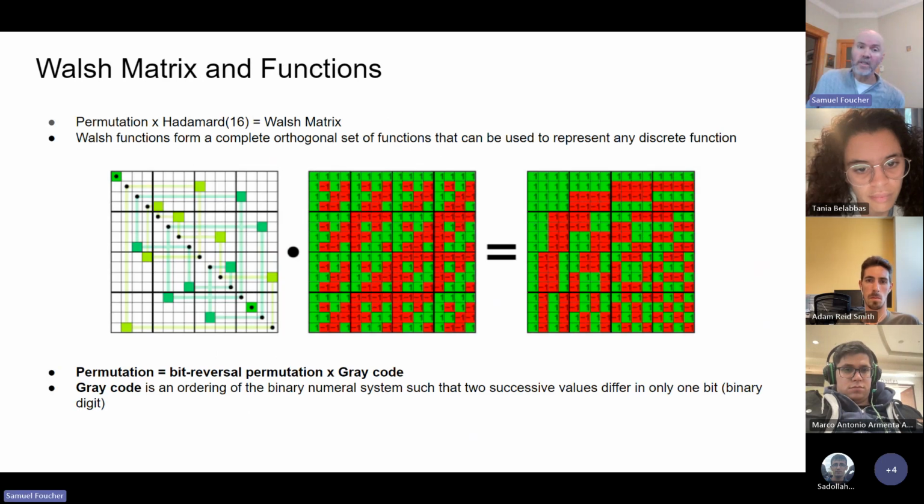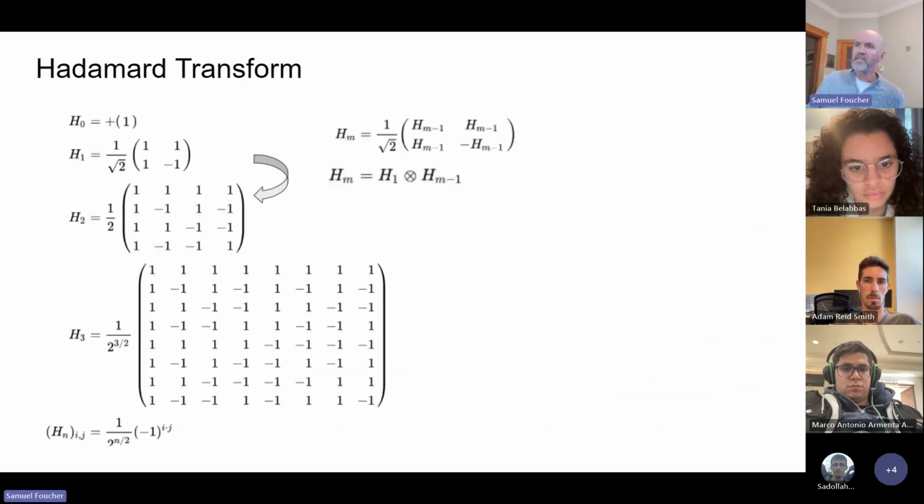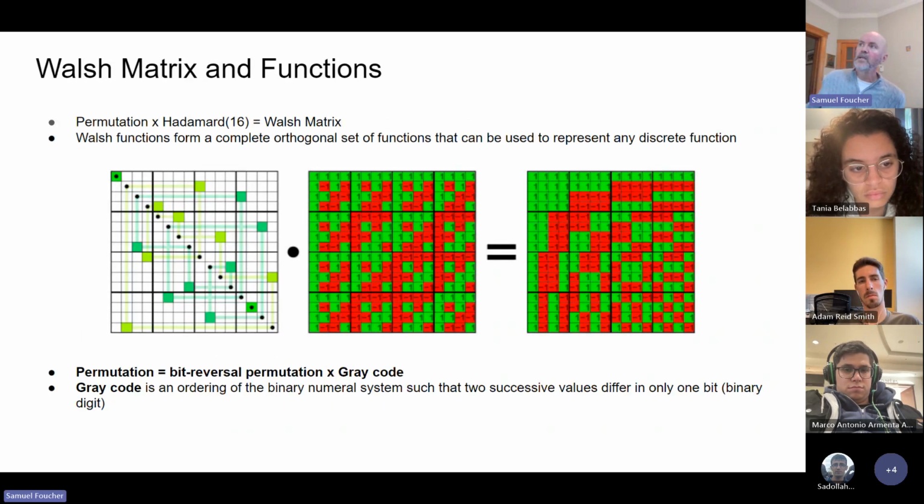So what is Walsh? Walsh is just a permutation and reordering of the Hadamard matrix. So the Hadamard matrix is this one. And they're going to just permute some of the indexes to get a more efficient computation, in fact. So this is what you call a Walsh matrix. They take simply the Hadamard matrix, which is here, they apply some kind of permutation to it, and they get the Walsh matrix, the Walsh-Hadamard matrix.